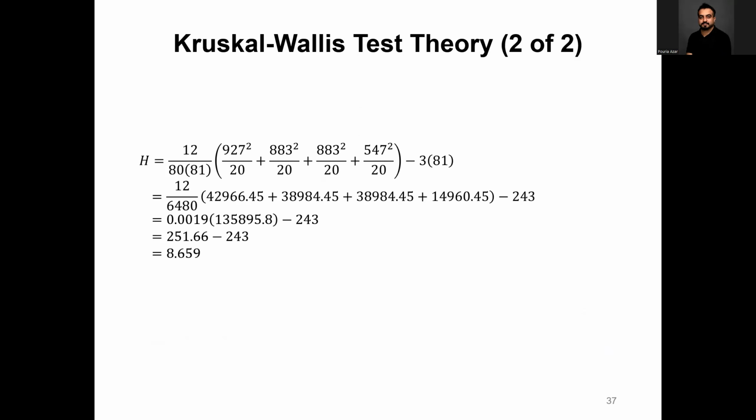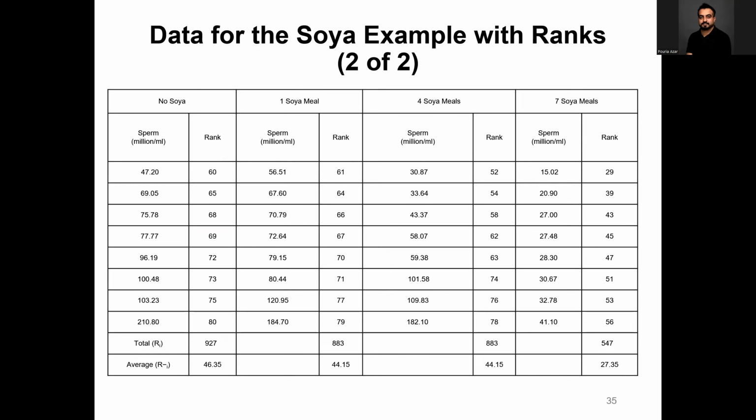And if I go ahead and plug in the values, for example, I calculated manually. I ranked the data, then I got the total and average. Then I can just plug in the values, and it gives me the H statistic.